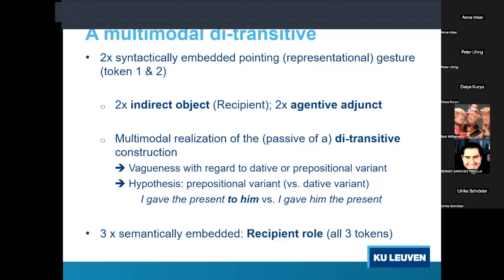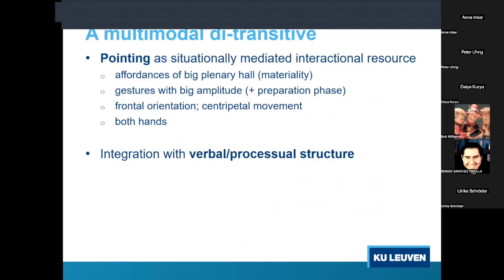But on a semantic level, again, it's the recipient, of course, and the agent being profiled just as well. Okay, so what we see here is pointing as a situationally mediated interactional resource. Of course, we have to take into account the affordances of the big plenary hall, and it's not the intimate setting of a studio. So the materiality is also a semantic resource which has to be taken into account, and it's gestured with big amplitude.